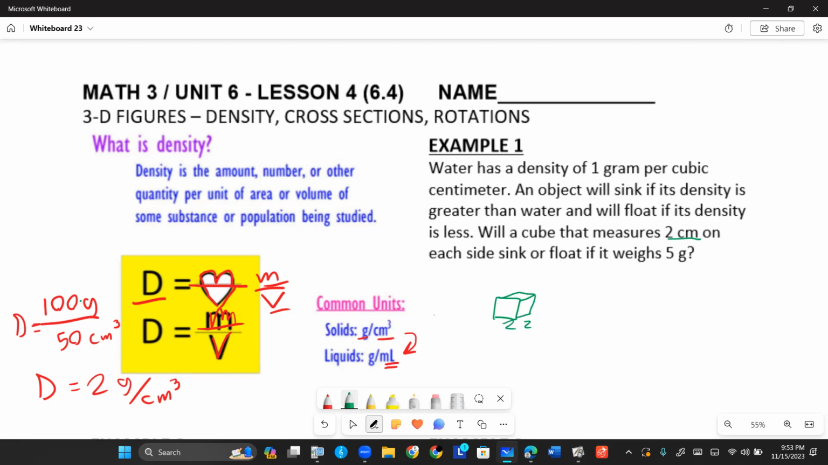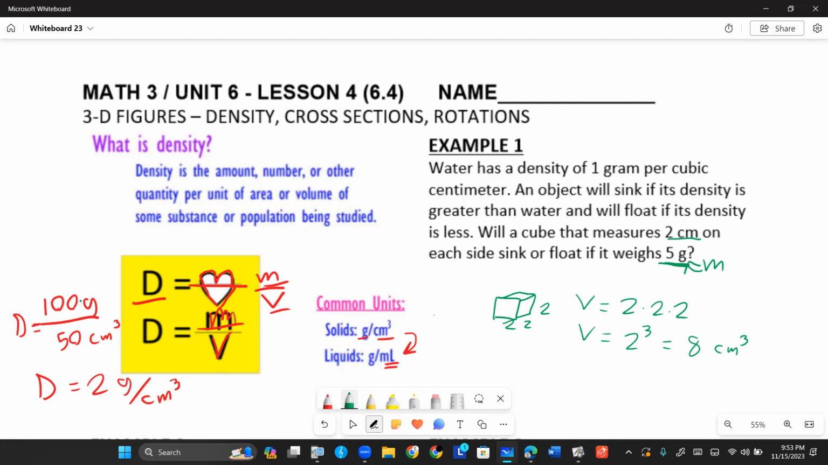And if it's a 2 by 2 by 2 cube, then its volume is going to be 2 times 2 times 2, or 2 to the third power. And so its volume is going to be 2 to the third power, which is 8 cubic centimeters. We want to know if it's going to sink or swim, and if it is going to have a density greater than water, it will sink. And if it has a density that is less than water, it will float. So let's look at its weight. We can also call that its mass in this case. So its mass is going to be 5 grams.